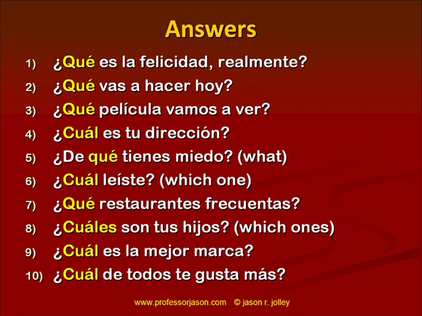Number 10, ¿cuál de todos te gusta más? Here we have the preposition de. So it calls for cuál. ¿Cuál de todos te gusta más? Okay.